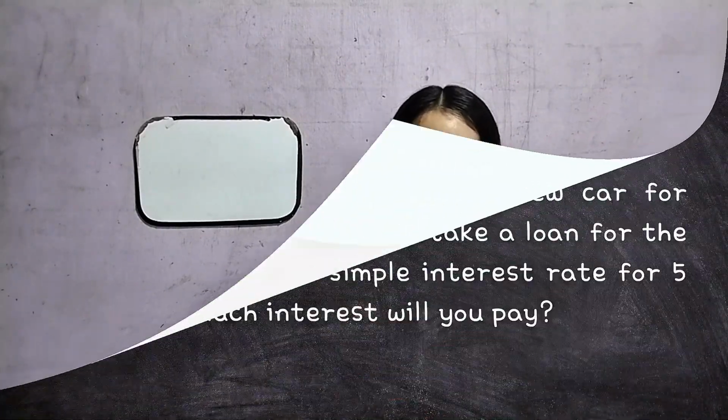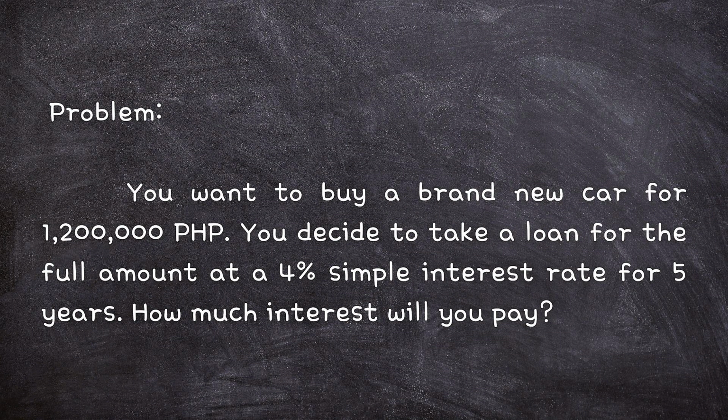Now, we're going to apply Polya's 4 steps. Problem. You want to buy a brand new car for 1,200,000 pesos. You decide to take a loan for the full amount at a 4% simple interest rate for 5 years. How much interest will you pay?